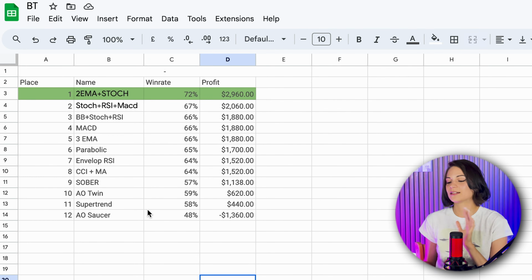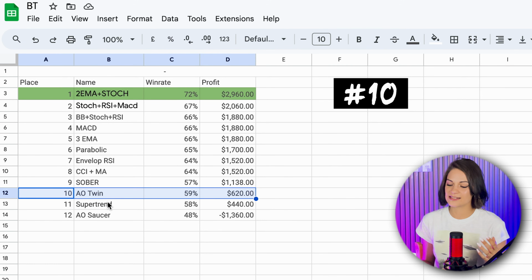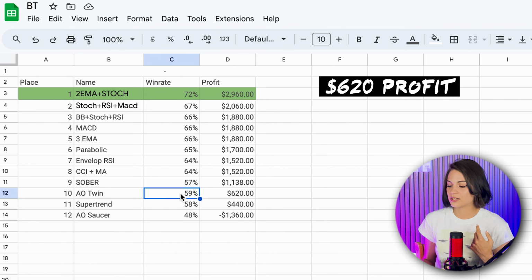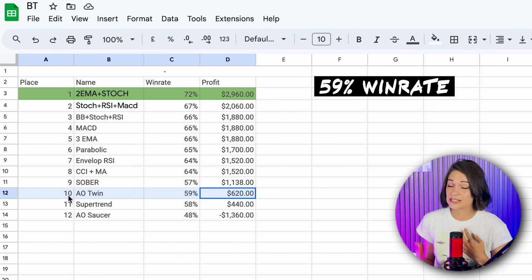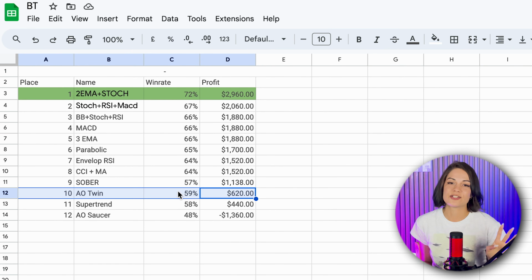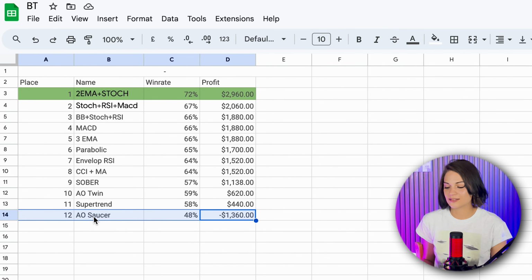So in our leaderboard, the number 10 is going to be Twin Peaks strategy with $620 profit, 59% of win rate. It's not that bad. It's worse than bad, good, you know. Only additional indicators will help you here and get your win rate higher. And the saucer, the flipping saucer, this is the worst strategy I've ever seen on binary options. Just look at it, it's upsetting.